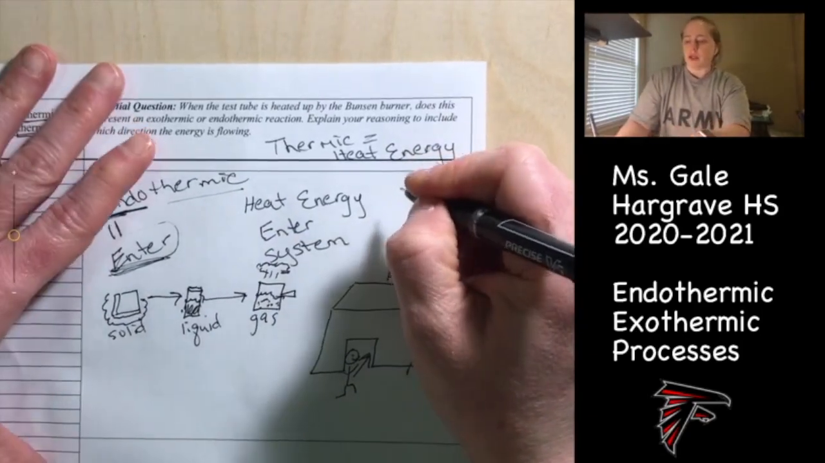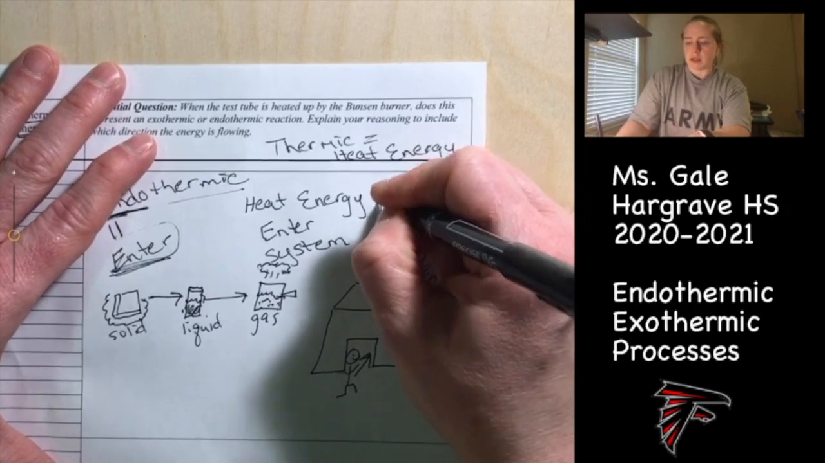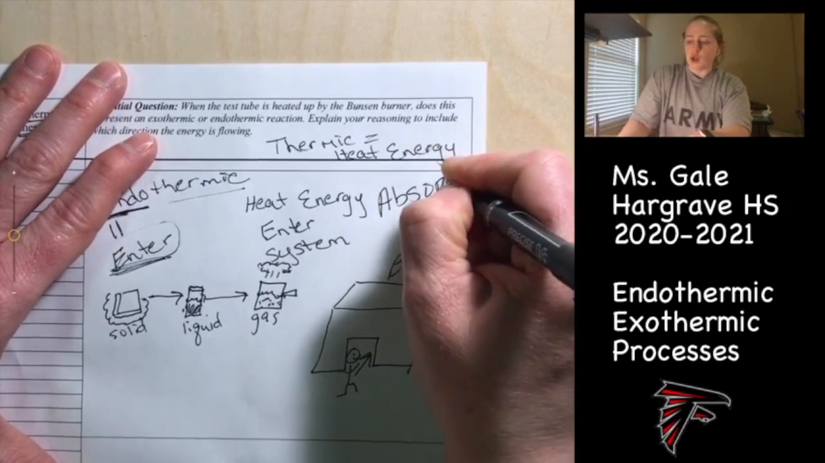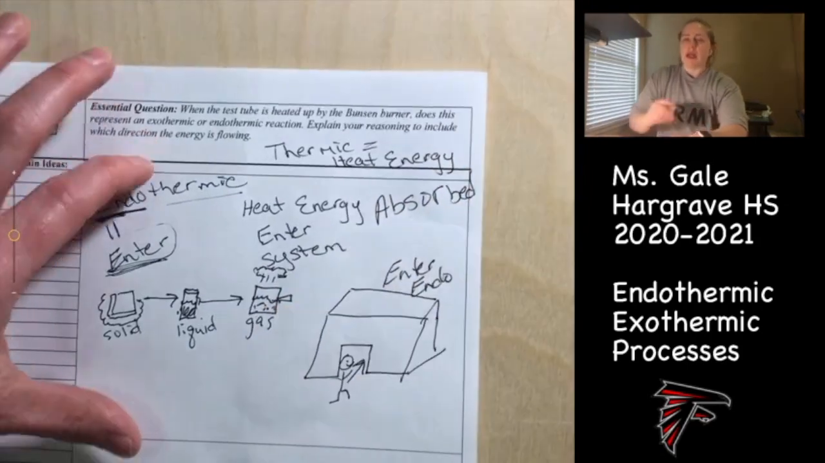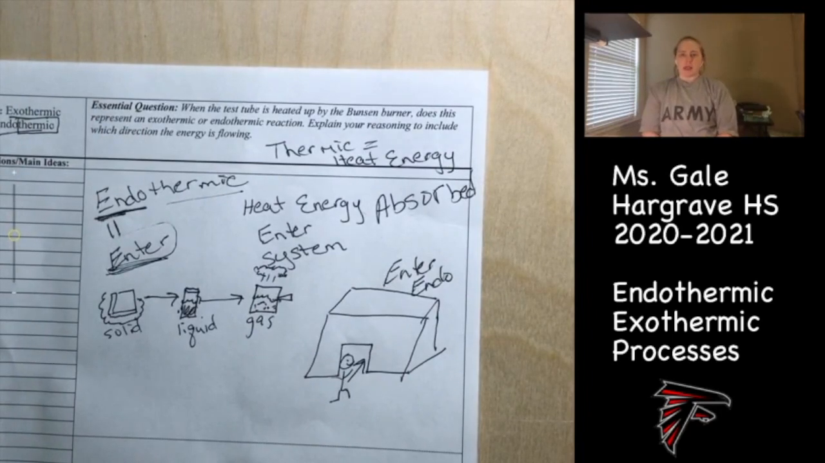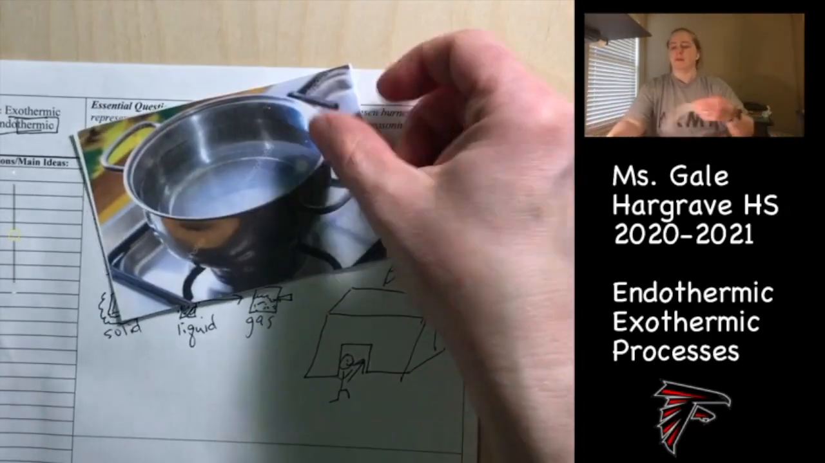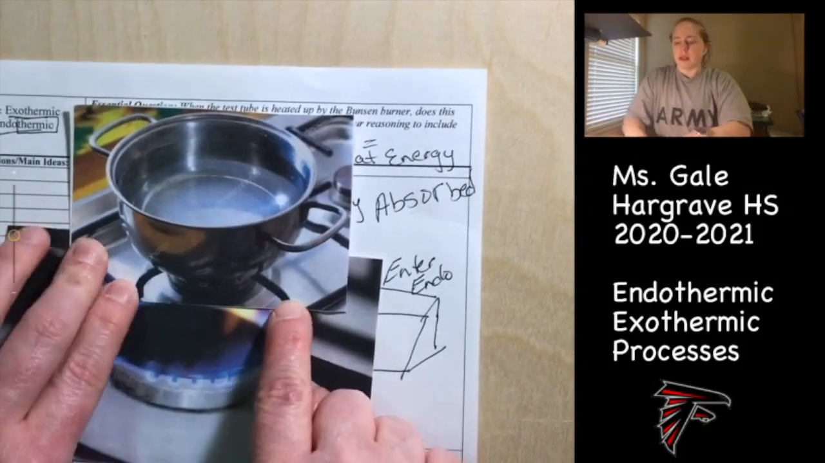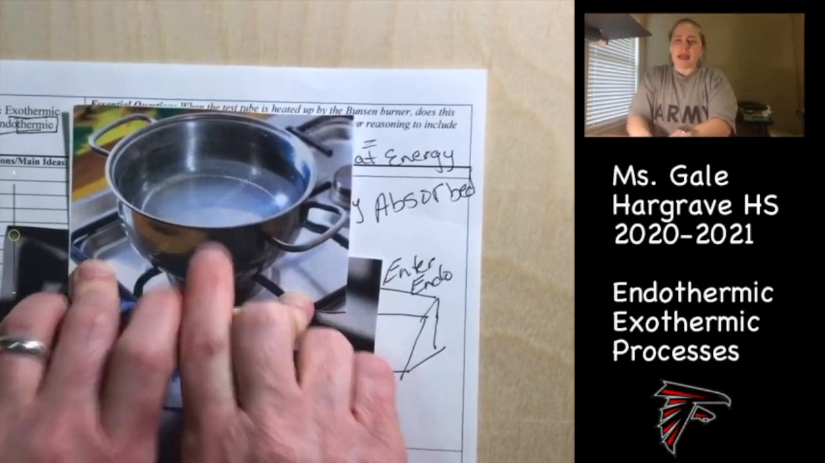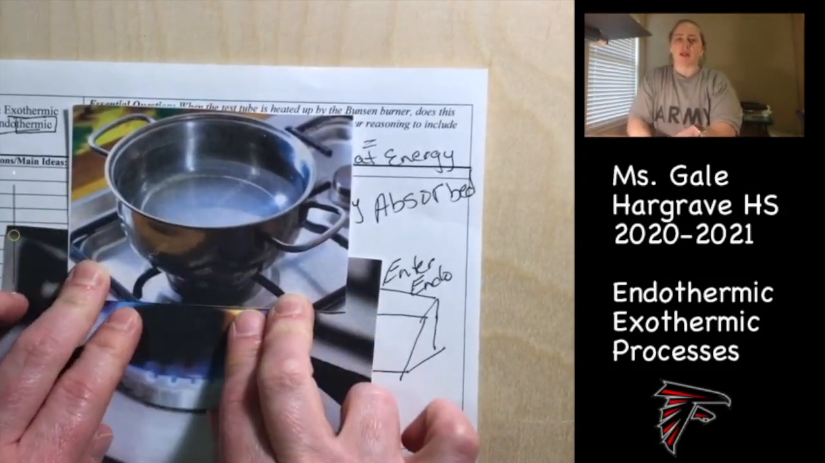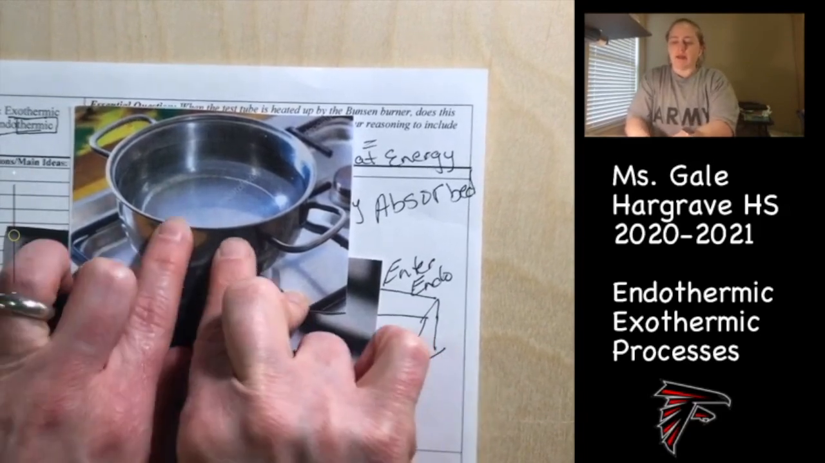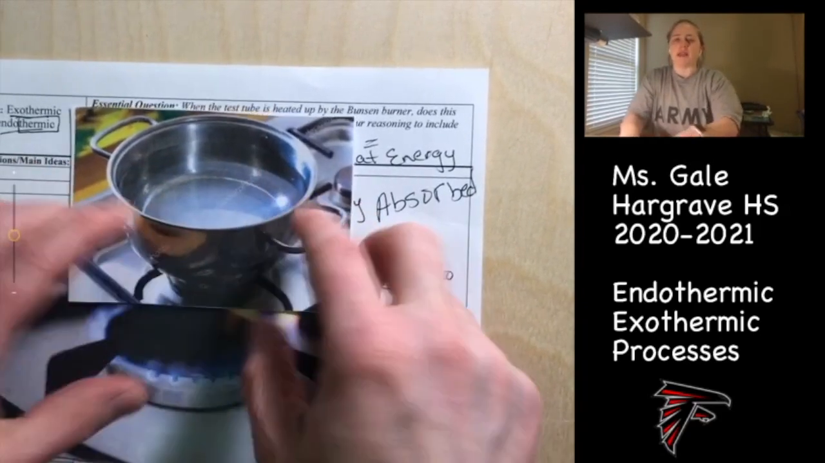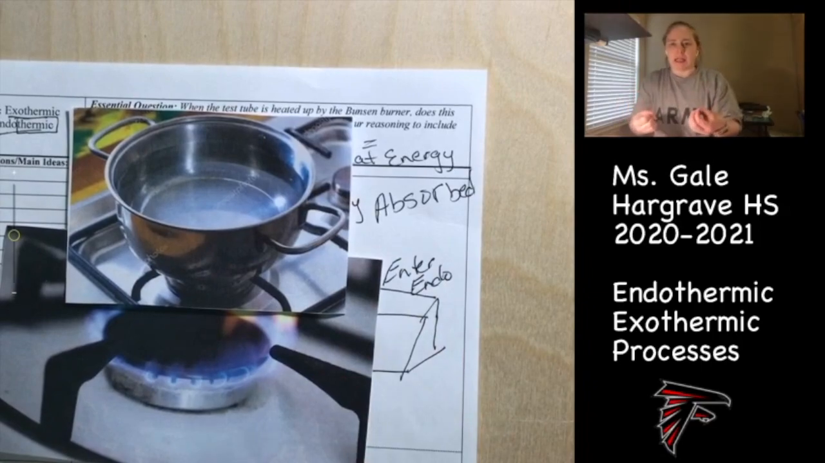One other word that I want you to remember real quick that I told some of the other classes: heat is absorbed in an endothermic process. Just like this pot of water over the stove, this pot of water is absorbing the heat that is coming out of the stove. The heat is entering in, and the pot is absorbing that heat.